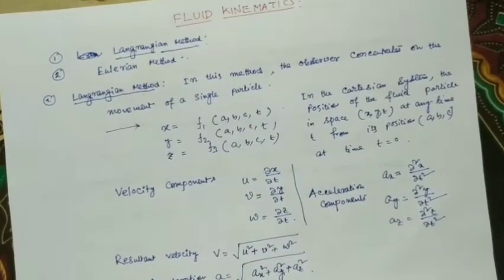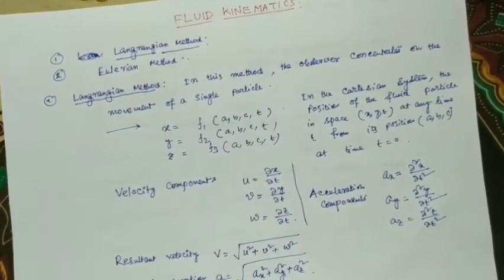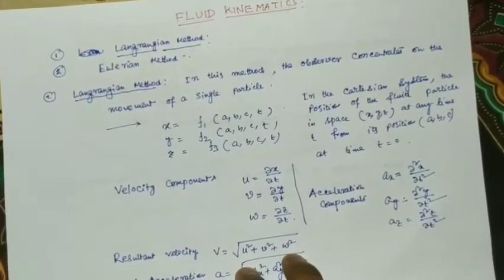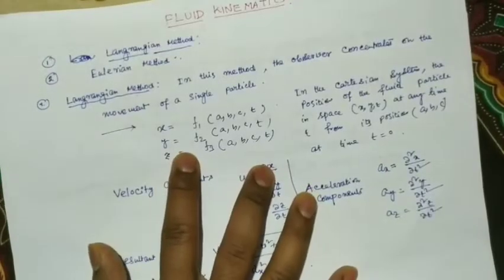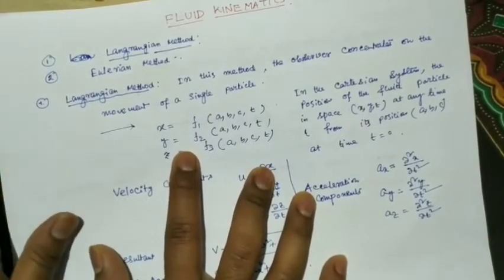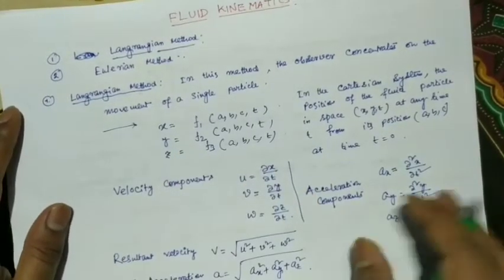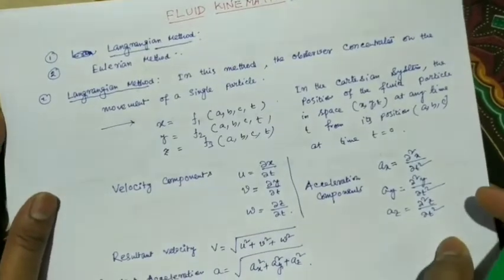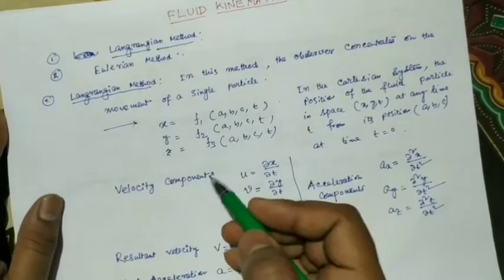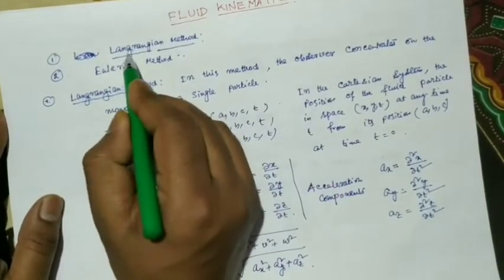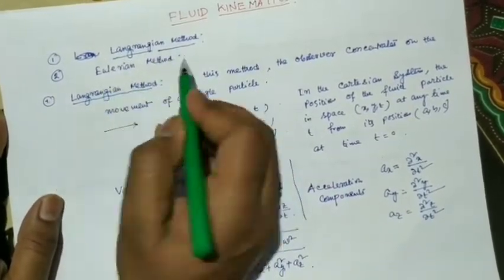So now I am going to start a new chapter, which is fluid kinematics. So what is fluid kinematics? Actually, fluid kinematics deals with the study of velocity and acceleration of the particles of fluid in motion and their distribution in space without considering any force or energy involved. So basically, the motion of fluid particles may be described by the following methods. One is the Lagrangian method, another is the Euler method.